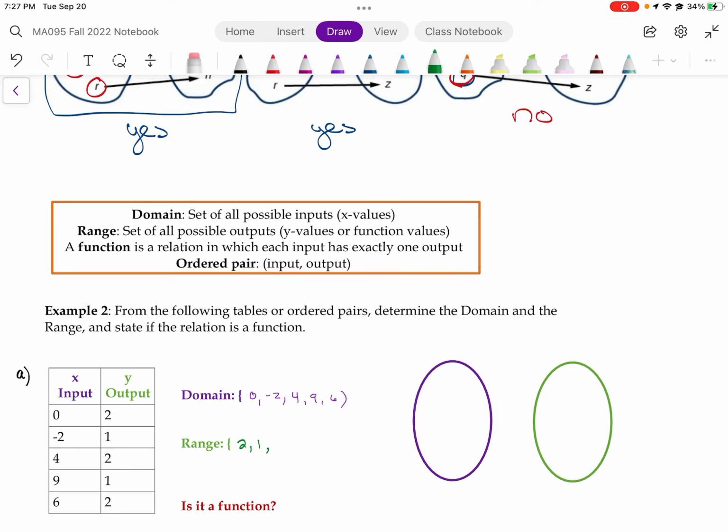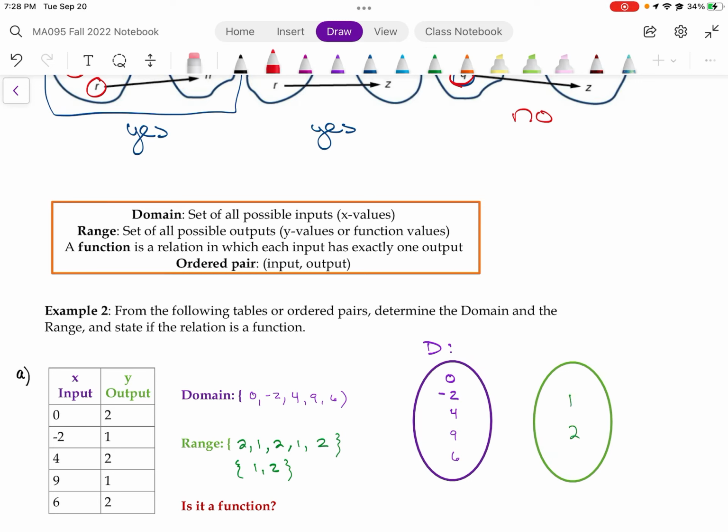So I could do that, or really, I could list them just once, 1 and 2, but I'm going to list them all. All right, so another way, I'll just put it right here, the range is just 1 and 2. Okay, so that's also an acceptable way to do it. All right, so we've got 0, -2, so this is the domain right here, 4, 9, and 6. In the range, we've just got 1 and 2.